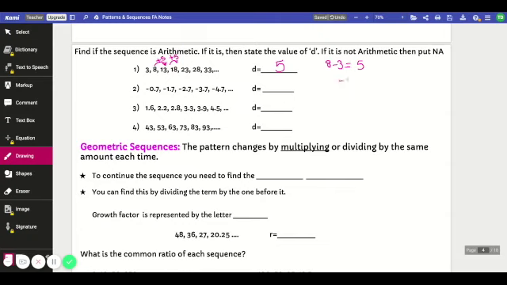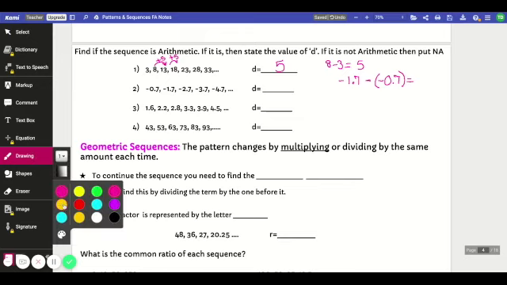Number 2, negative 1/7 minus negative 0.7. Now, if we remember our rules of positives and negatives when adding and subtracting, this is technically a negative times a negative, which turns to a positive. So now this gives us an answer of negative 1.